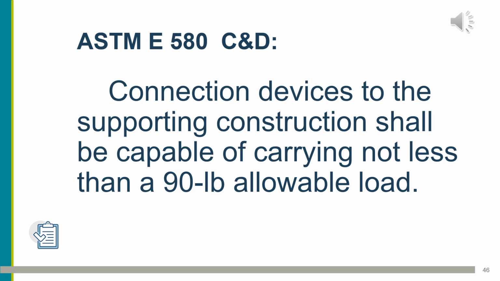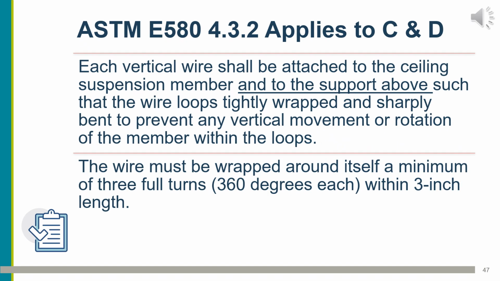So now we're in ASTM E580. Connection devices to supporting construction shall be capable of carrying not less than a 90-pound allowable load. That's the first consideration we have. Following that, each vertical wire shall be attached to the ceiling suspension member and to the support above such that the wire loops are tightly wrapped and sharply bent to prevent any vertical movement. The wire must be wrapped around itself a minimum of 3 full turns in 3 inches. You saw this in A and B.